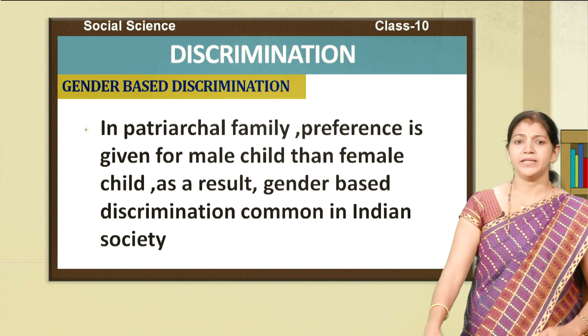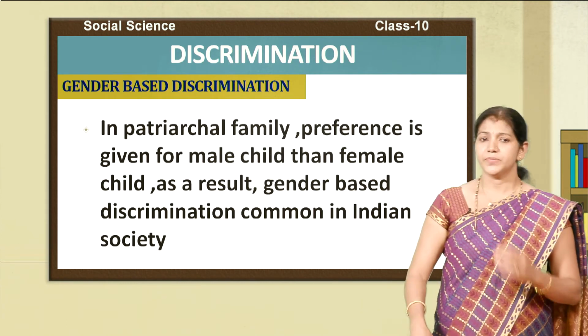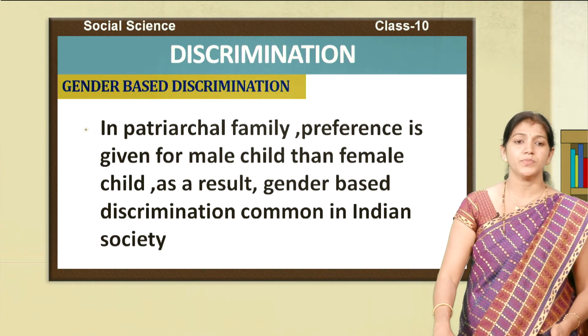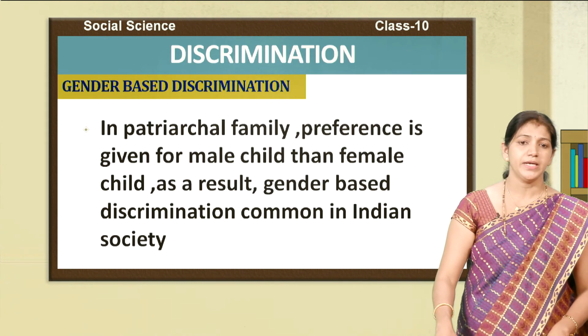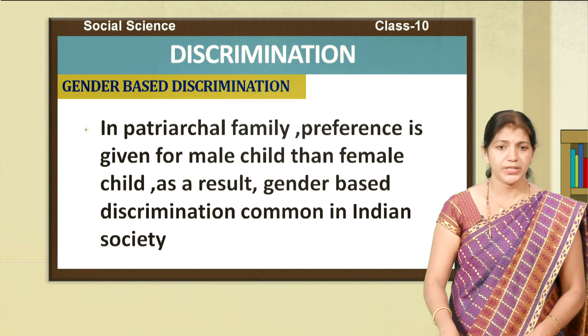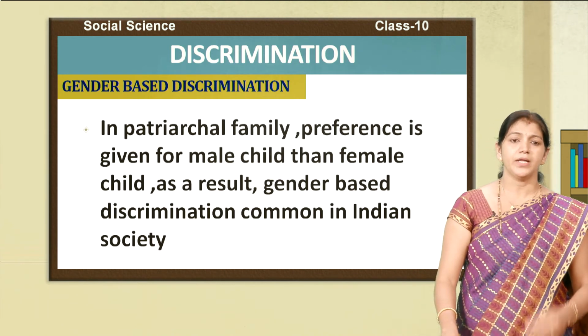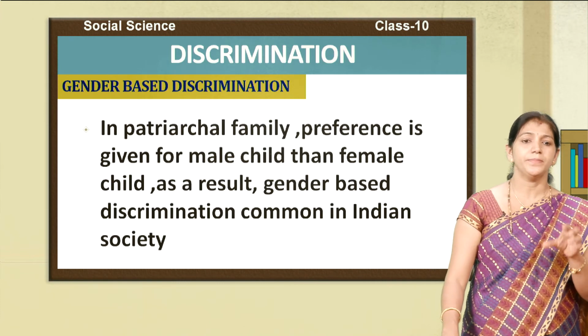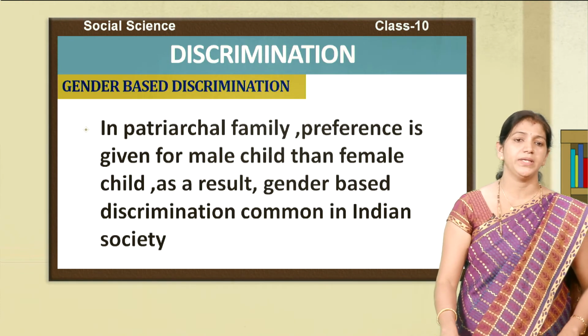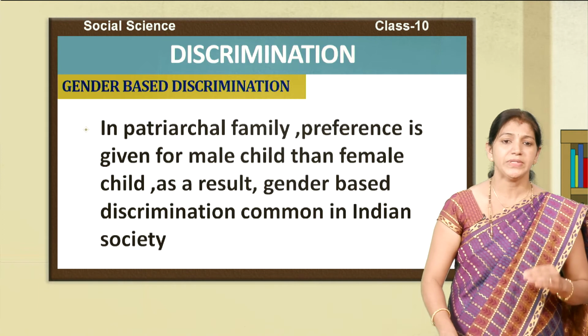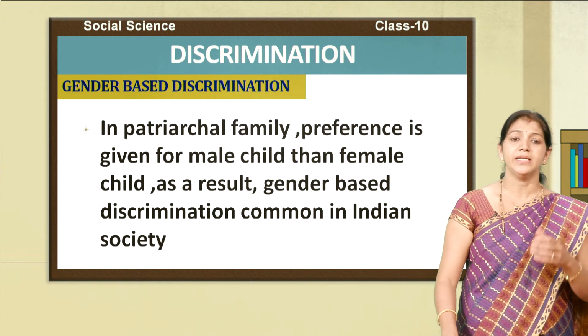How to avoid this discrimination in society? The government has taken many programs to avoid gender-based discrimination. Right to education, right to freedom and right to equality, and also some other important measures have been given to avoid gender-based discrimination. We will study about this content in status of women.